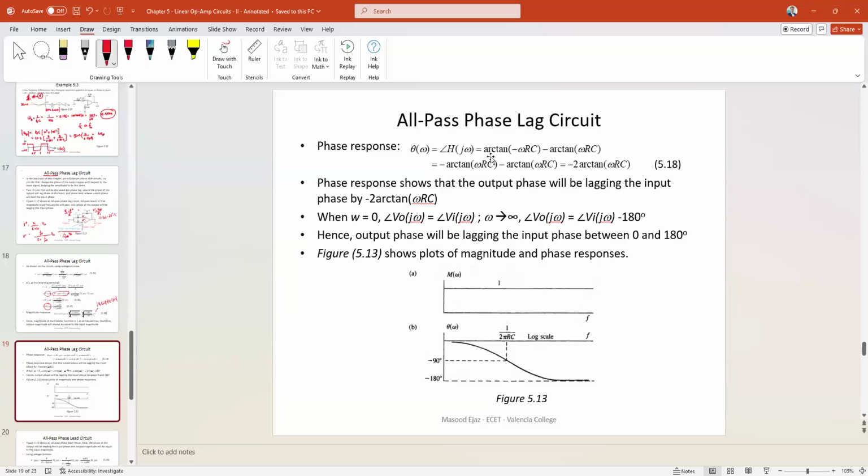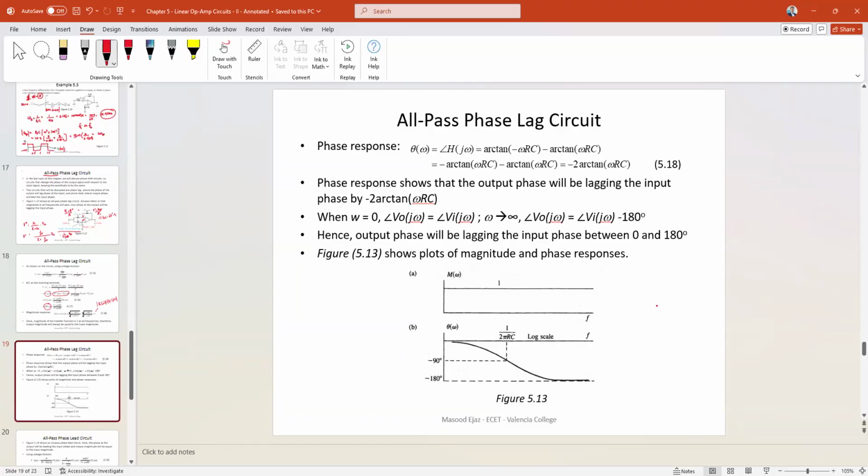which you can see right over here. Arctan of negative omega RC minus arctan of omega RC. Tangent inverse of negative omega RC is the same as negative arctan of omega RC. It's in the fourth quadrant in the complex plane, so the fourth quadrant angles are taken as negative angles between 0 and negative 90. So it's the same thing as negative of arctan omega RC, where arctan omega RC gives you a phase in the first quadrant between 0 and 90, and then there's a negative sign outside. So negative arctan omega RC minus arctan omega RC is going to give you negative 2 times arctan omega RC.